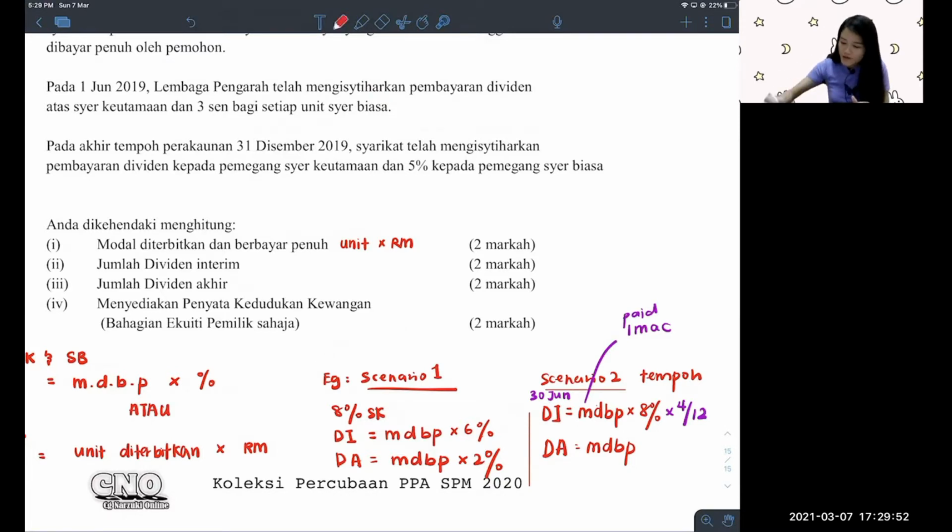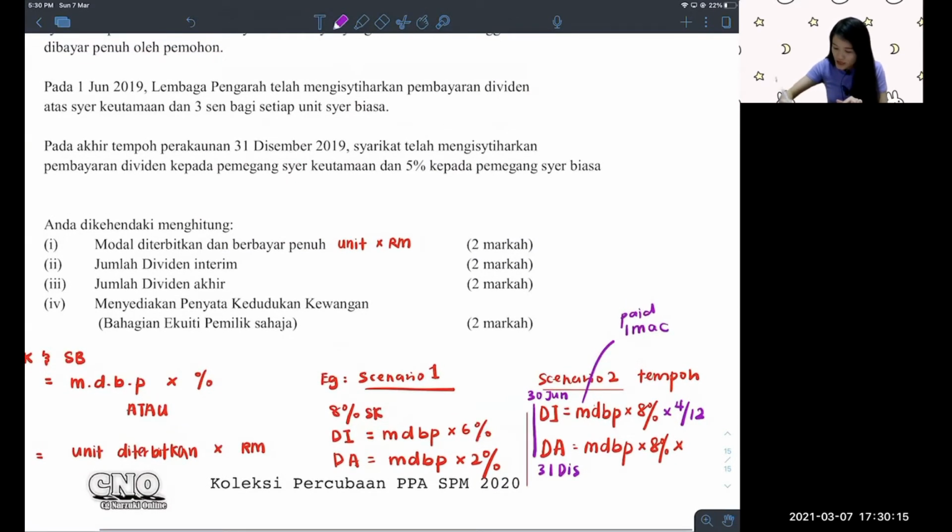So you see, I will still take modal diterbitkan dan berbayar penuh times with 8%, but the tempo. You don't go and say, hey, got 12 months, here 4, so I take 12 minus 4, left 8 months. No. What you will do is judge when the dividend akhir is paid. They say it is paid on 31st December. So you start counting from 30 June until 31st December, which is July, August, September, October, November, December. That is only 6 months out of 12. So why is it 6 months out of 12 and 4 months out of 12?